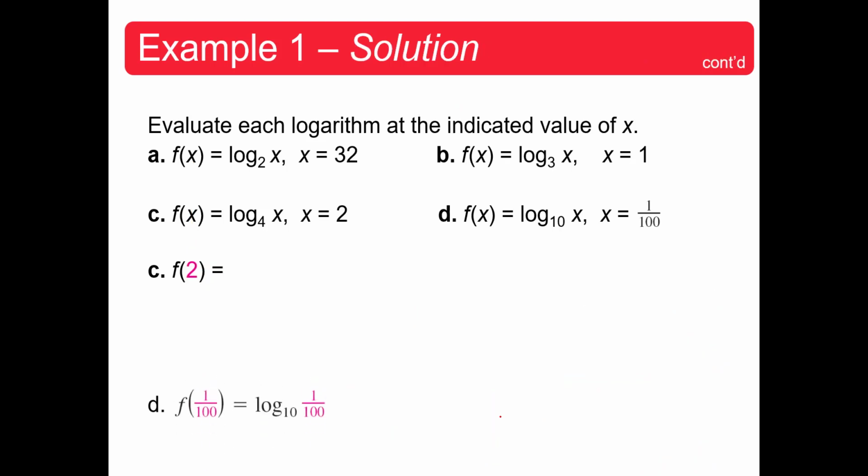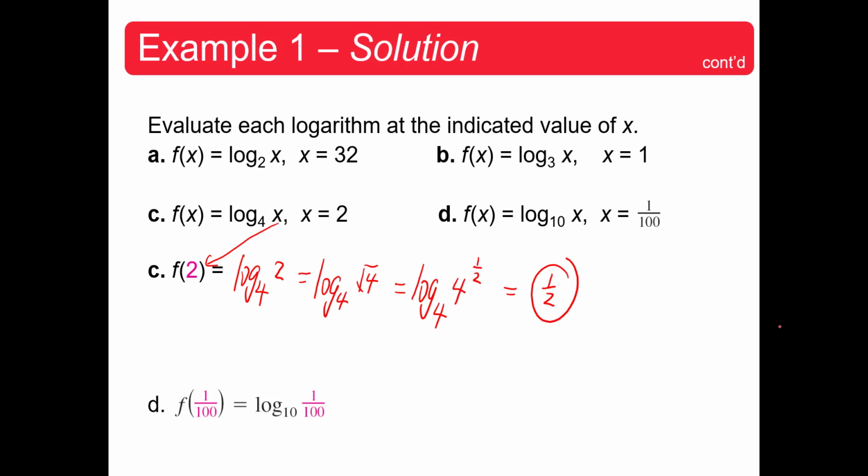Part C, f of x equal log base 4 of x, and we want f of 2, when x becomes 2. So f of 2 is log base 4 of 2. 2 equal to the radical of 4, the square root of 4. The square root of 4 is 4 raised to the half power. And again, logarithm with base 4 and exponent with base 4, they offset each other, so we end up with one half.